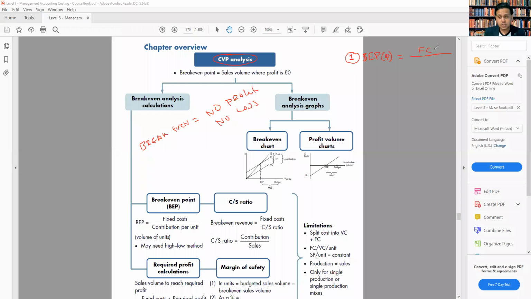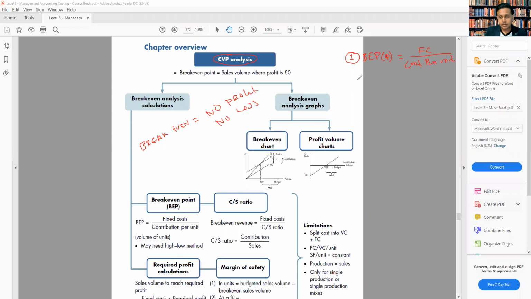FC means fixed cost over contribution per unit. So on the bottom it will be contribution per unit, fixed cost on the top. So fixed cost over contribution per unit is the break-even quantity.